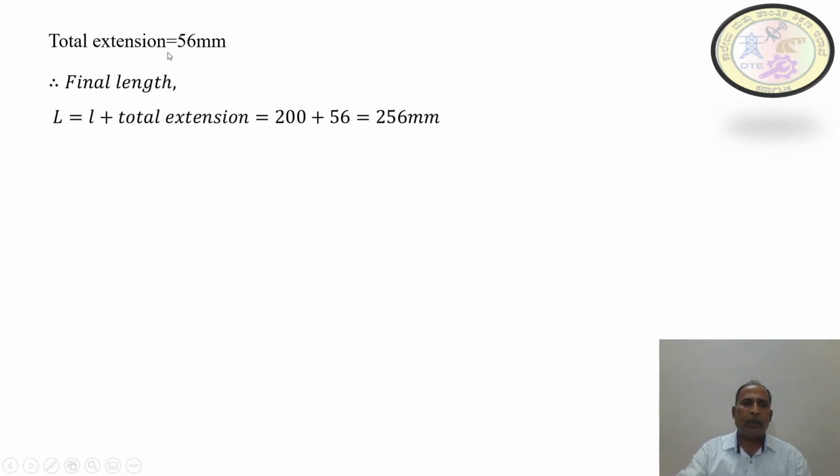From this value we can calculate the final length. L is equal to L plus total extension. Therefore, 200 is the original length, our gauge length, and 56 is the total extension that took place in the rod when it is tested until it breaks into two pieces. So the total length is 256 mm. Diameter at failure, that is small d, also called the neck diameter, is 22.25 mm. So first we will calculate Young's modulus.